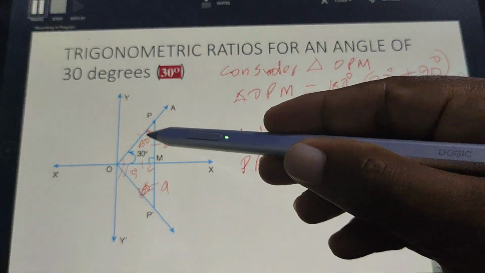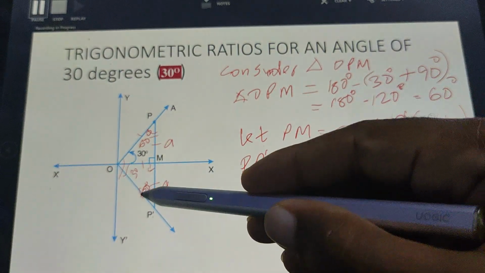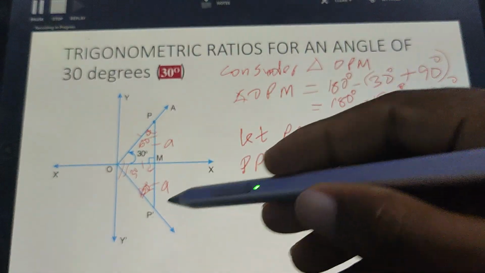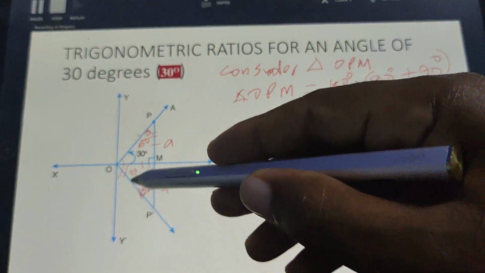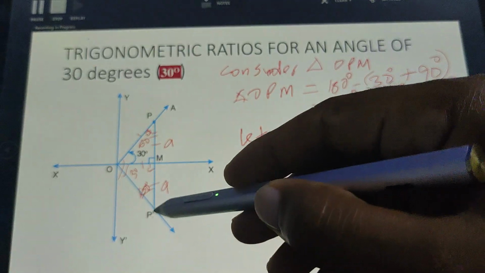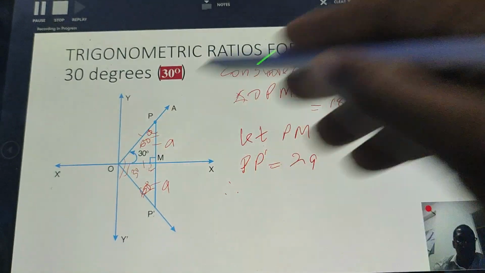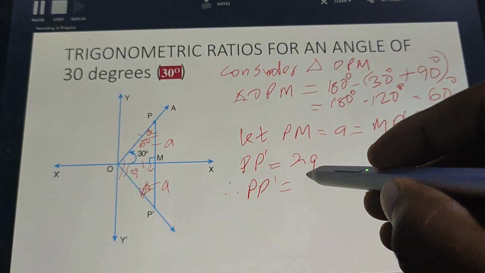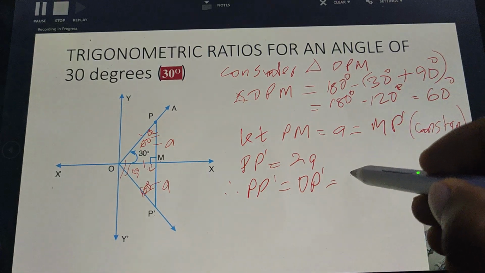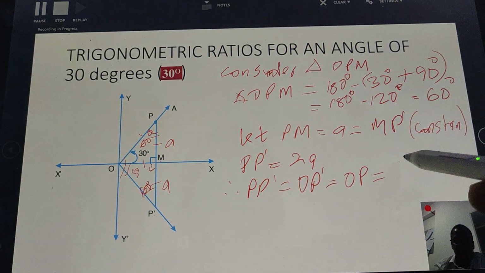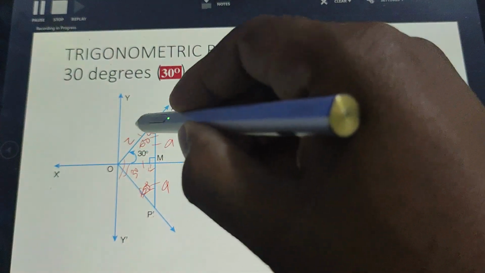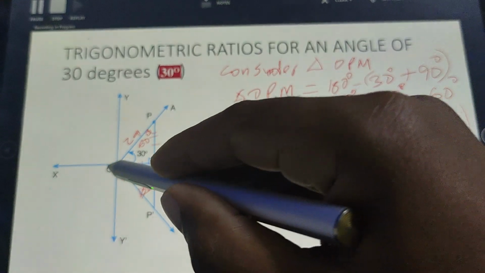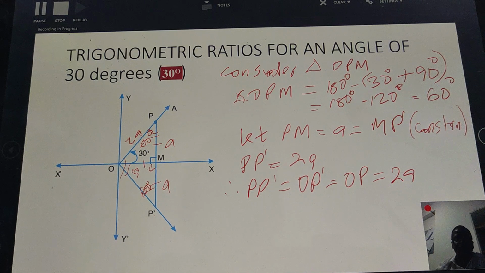Remember, we concluded that having this side as 60, this side as 60, that side as 60, it means this is an equilateral triangle. Therefore, this side should be equal to OP', and it should also be equal to OP, which means PP' should be equal to OP', should be equal to OP, should be equal to 2A, which means this side is equal to 2A. Alright, so we have this side, we have that side, we are remaining with OM. How do we find OM?